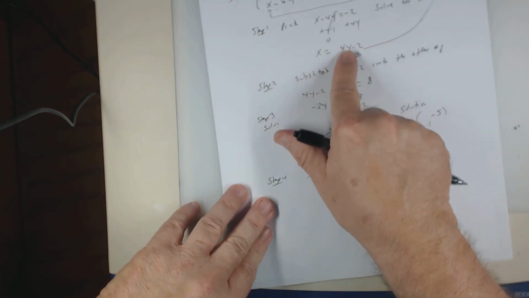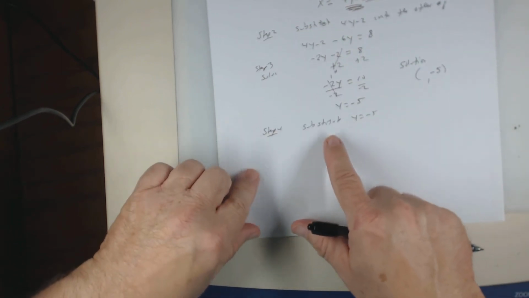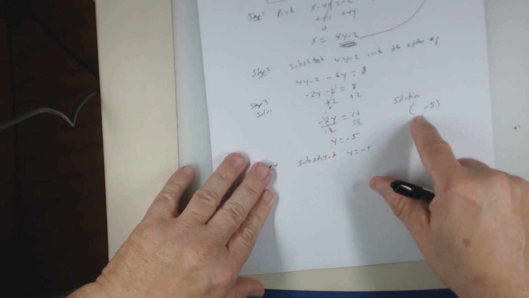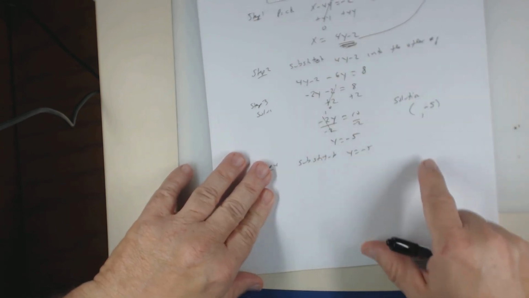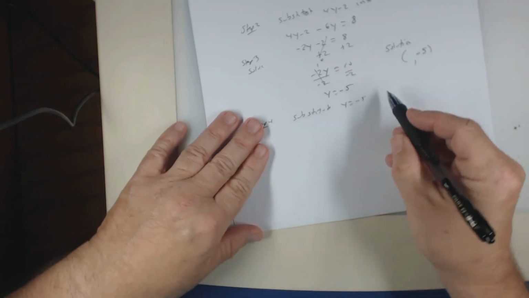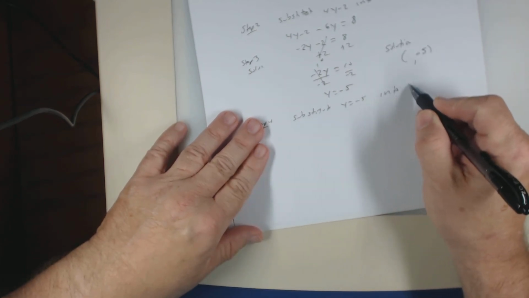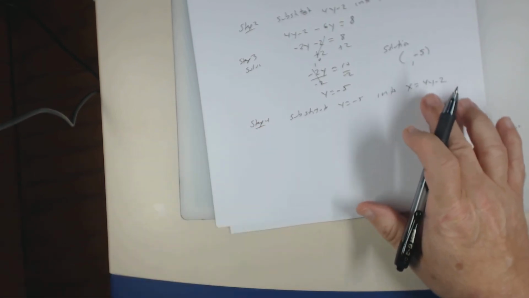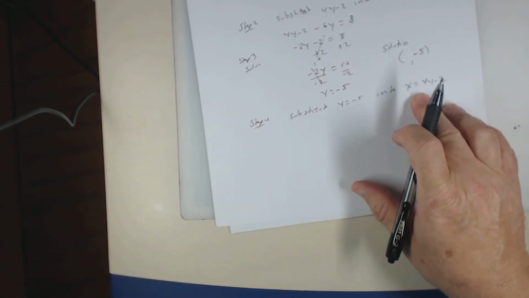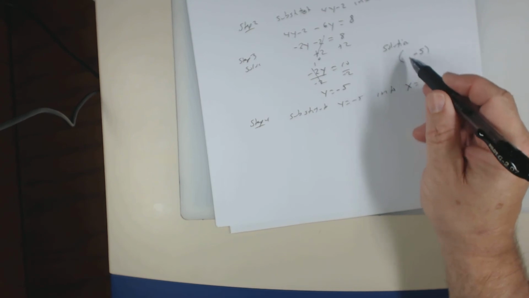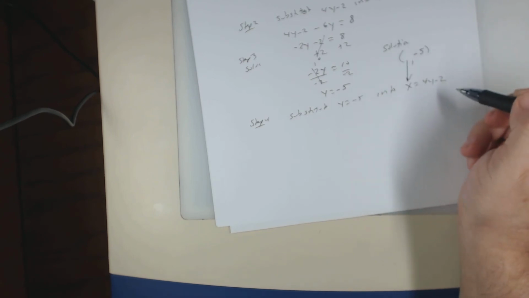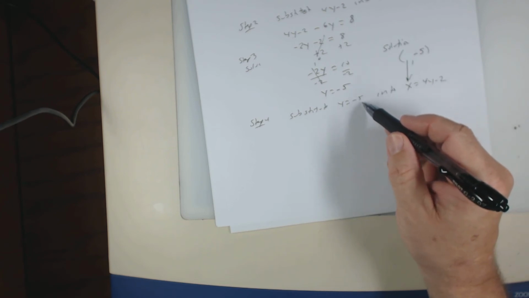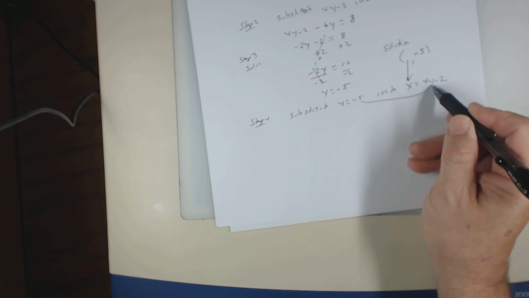But assuming this is correct, it's okay for you to substitute y equal negative 5 into the equation that is in step 1. So I'm going to substitute y equals negative 5 into x equal 4y minus 2. That's the equation that's in what? Step 1. Because remember, you're solving for x, and that's what this is. So wherever you see a y, what do I plug in? Negative 5.